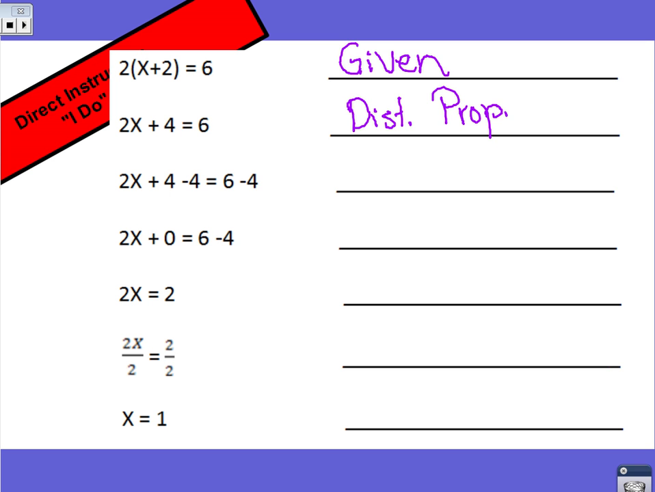So right here, this is called the equality property. I can do the same thing to both sides, and right here I'm subtracting. So equality property, and which one is it? Subtraction. Okay.